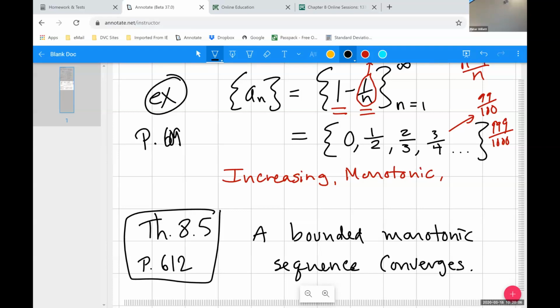Okay, so that's theorem 8.5. And I'm going to go back. Questions about any of this so far? Comments, discussion before we look at a particular kind of sequence of note? Okay, so let me clear this page.